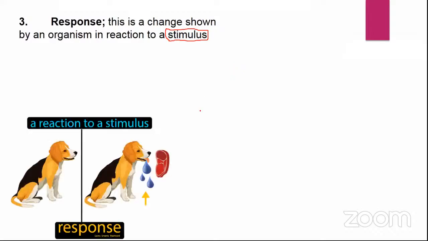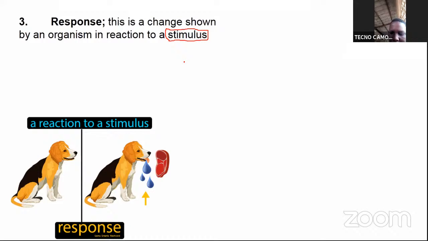Then response. Because we have just understood what a stimulus is, anything that is detectable in the environment. Now, a response is a change shown by an organism in reaction to a stimulus. And there are also very many different kinds of reactions. For example, if a dog is faced with a stimulus of food, which is meat or a bone, it may tend to salivate.